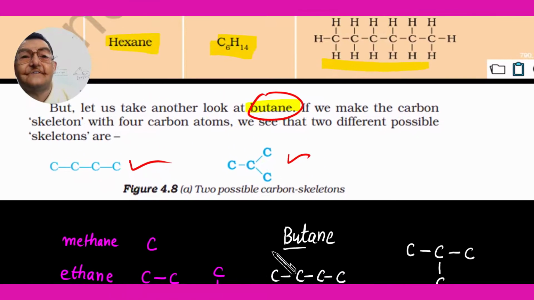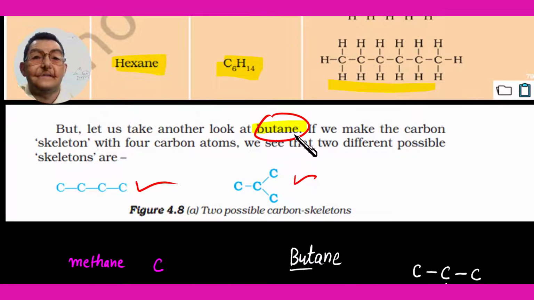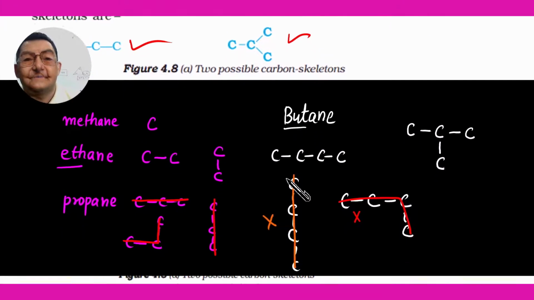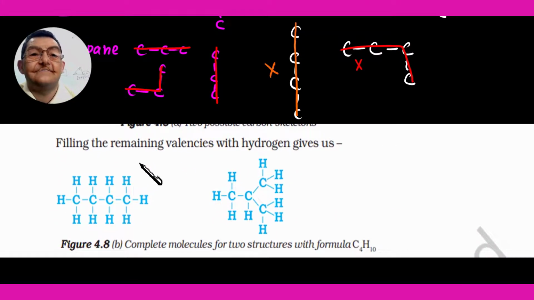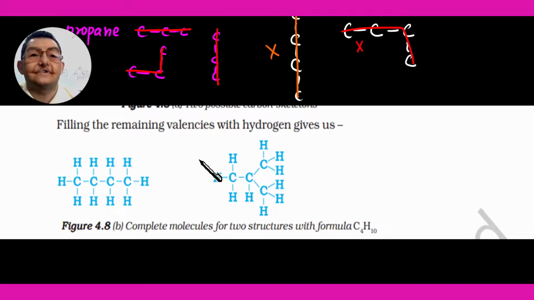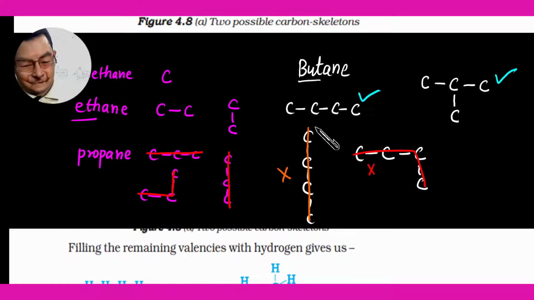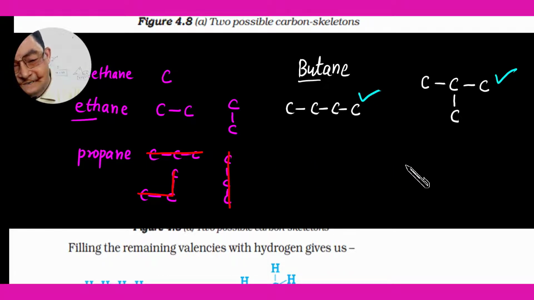The textbook is saying that when we take a look at butane, we find the carbon skeleton with 4 carbon atoms. We see 2 different possible skeletons. So 2 different possibilities are this one and this one. These 2 are the possibilities of the carbon chain. Now, after that, we fill the remaining valencies with hydrogen. So if you complete one of them with hydrogen, quickly remove the ones which are rejected.